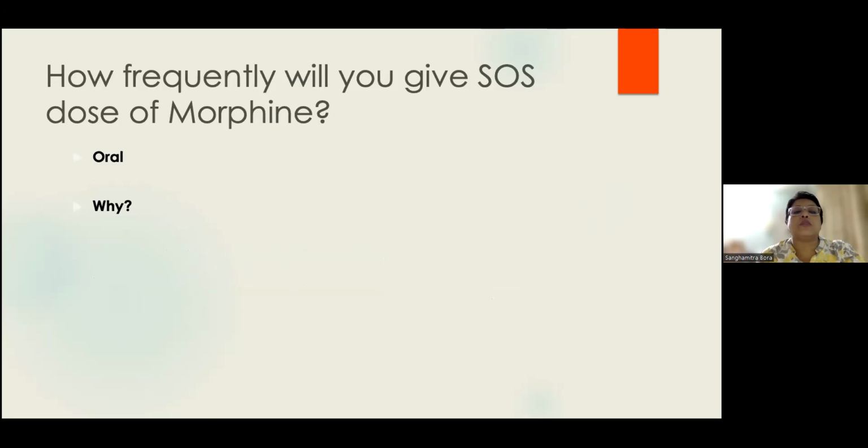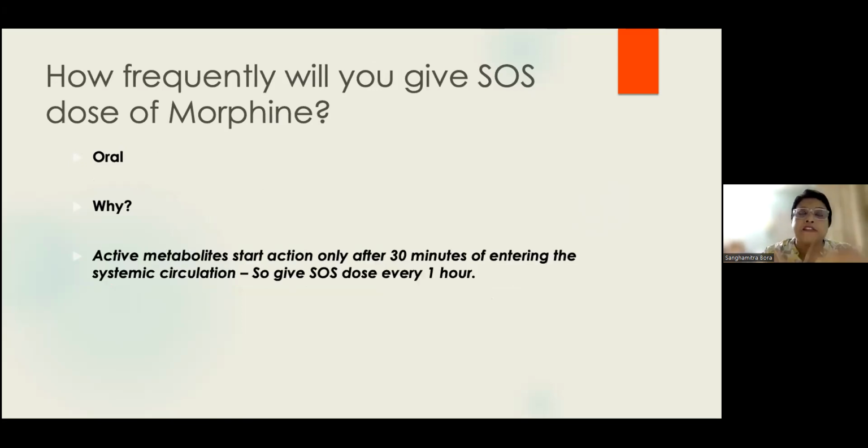So coming back to our question of how frequently we will give the SOS dose, we have to understand that the active metabolites start action only after 30 minutes of entering the systemic circulation. So we can give the SOS dose every 1 hour. We should not be stopping ourselves from giving it to the patient if he's having, say, 30 milligrams of morphine every 4 hours and he has pain, and we are hesitating, saying he is already taking so much morphine, how much more will we give. It should not be like that. Please remember that active metabolites of morphine start their action after 30 minutes of entering the systemic circulation. So we can give SOS doses every 1 hour. So this is the answer to that particular question.